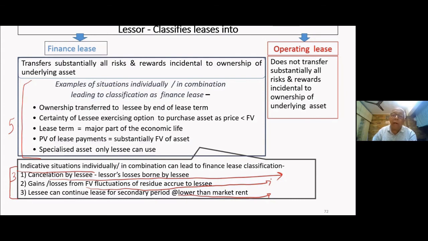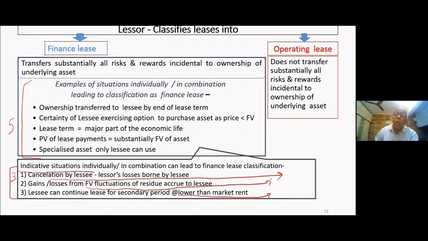And therefore, in a finance lease, practically, what you do is you record the sale in the books of the lessor. Okay. So we are talking about the lessor only. Whereas in an operating lease, what the lessor is bound to do is to show it as a rent income.